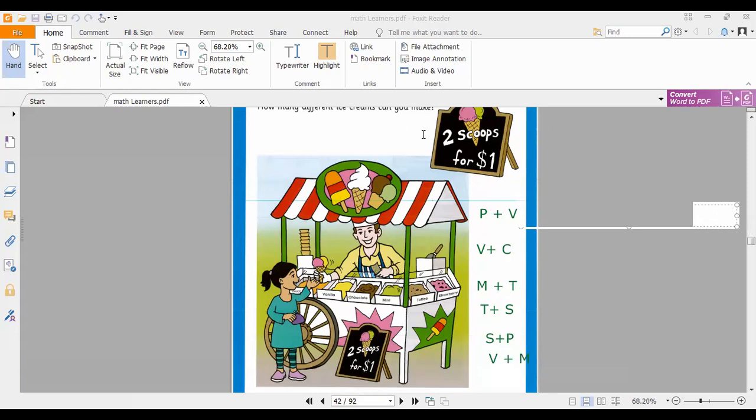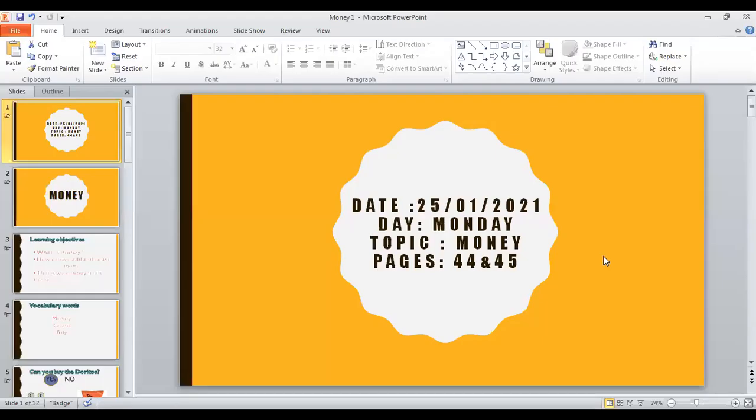For $1, we can buy 2 different scoops. So this is how you can pair, or make combinations of different scoops by paying $1. So on the next page we have the lesson, what is money? Basically you are going to learn what money is.